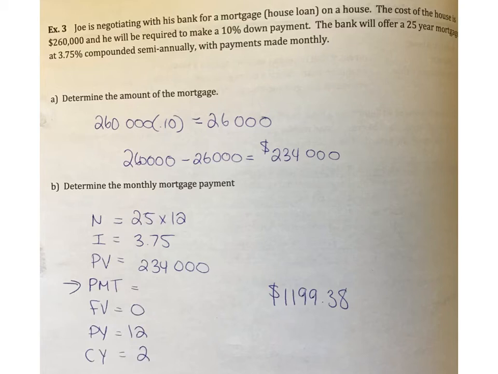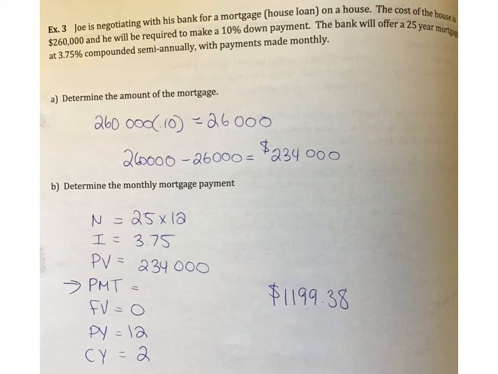So for part B, when we're looking for the mortgage payment, the monthly mortgage payment, that's the only thing that should be left filled in. So N would be 25 years times 12, because our PY is going to be 12 for monthly payments. Our I is 3.75. Right now the going mortgage rate is about 2.75 or 2.9, like around there, so it's pretty good.